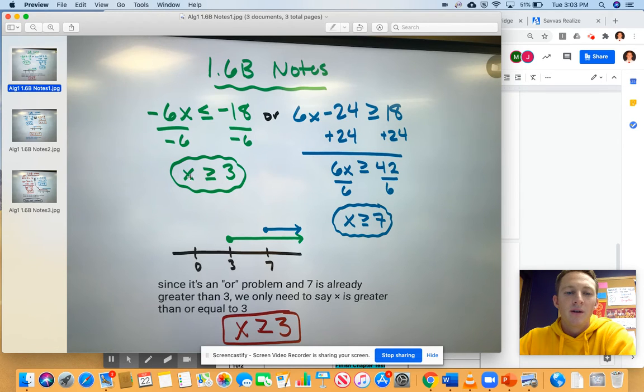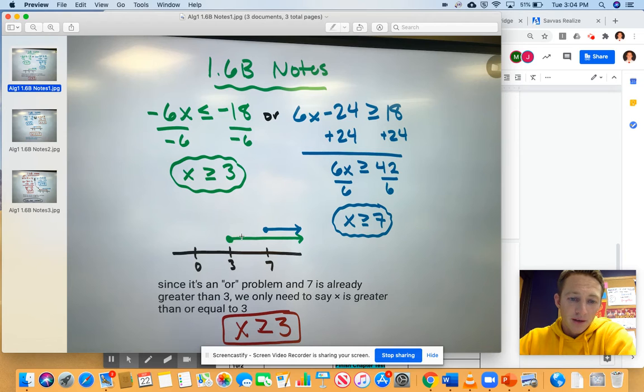So here in the green, we have x greater than or equal to 3. Since it's equal to, it's a solid dot going to the right because it's greater than. And it's equal to, again, here at 7 and greater than, so it's going to the right. No, it can be one or the other. It doesn't have to be both.